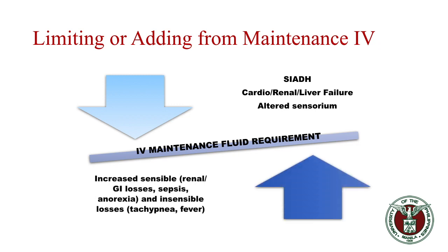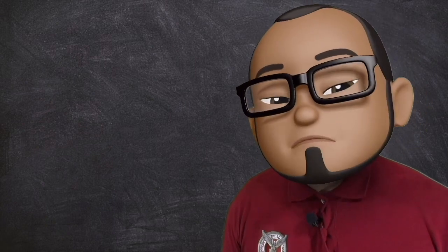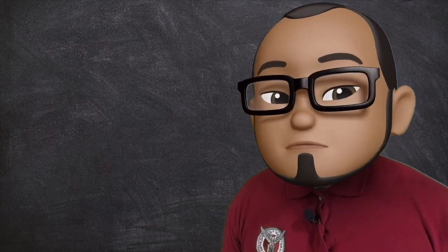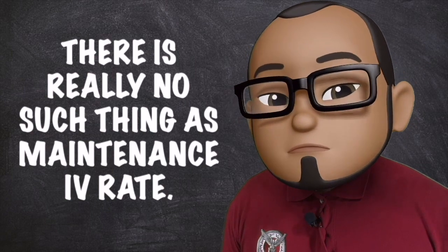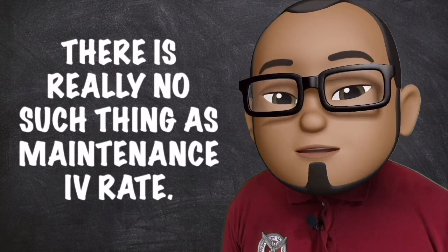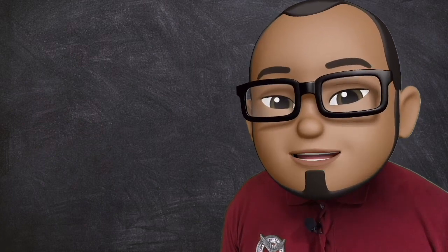On the other hand, if your patient has increased sensible losses from renal, GI losses or from sepsis or anorexia, or increased insensible losses from tachypnea or fever, you increase your IV maintenance accordingly, such that whether your patient is on NPO, tachypneic, or with altered sensorium, there's really no room for IV maintenance fluid rate.